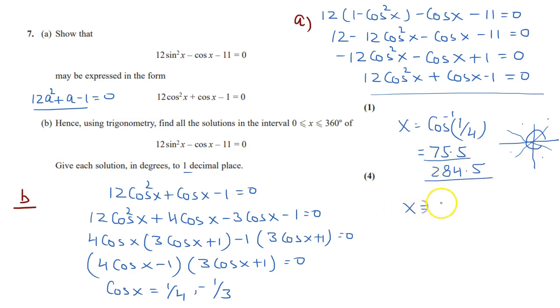And when x is equal to cos inverse minus 1 over 3, so this is 109.5. So that is 109.5 and then negative is here, so this will be the other angle. This will be 250.5, up to one place of decimal.